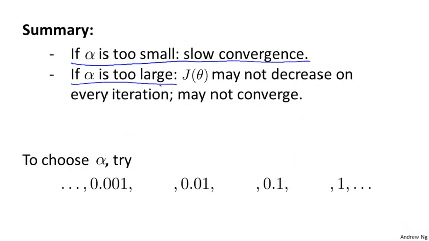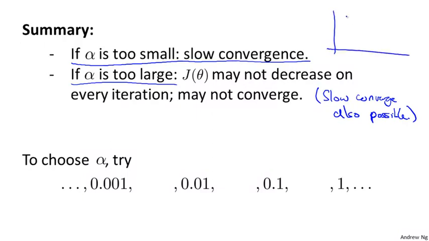And if the learning rate is too large, J of theta may not decrease on every iteration, and it may not even converge. In some cases, if the learning rate is too large, slow convergence is also possible. But the more common problem you see is that J of theta may not decrease on every iteration. And in order to debug all of these things, often plotting J of theta as a function of the number of iterations can help you figure out what's going on.